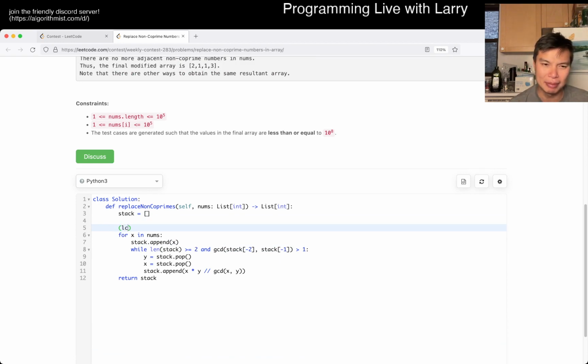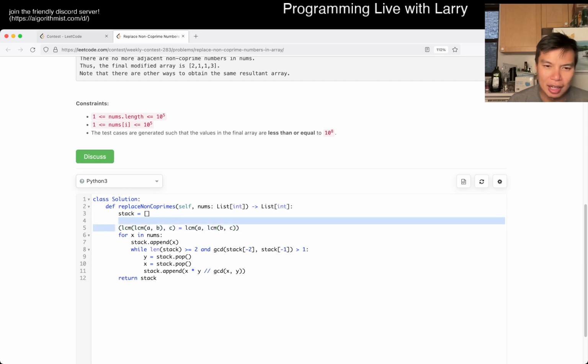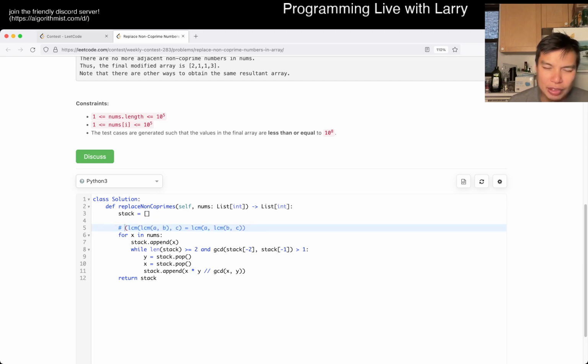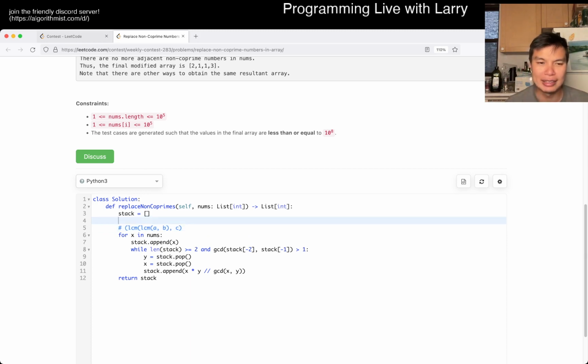Because you have LCM of A and B, the LCM of this thing is equal to LCM of A of LCM of B and C. And once you realize that, this is true for this problem, or just in general, then you know that you might as well keep on doing it this way and disregard this way. And because you can disregard this way, you know that a stack will work, because you only look at two elements at a time. So that's basically the idea for this one.